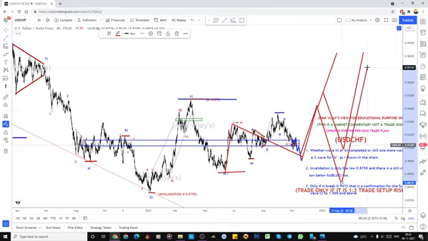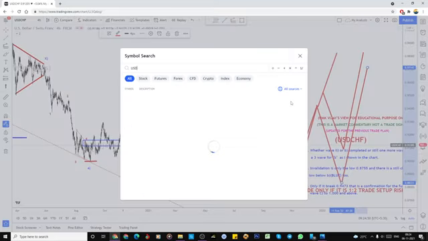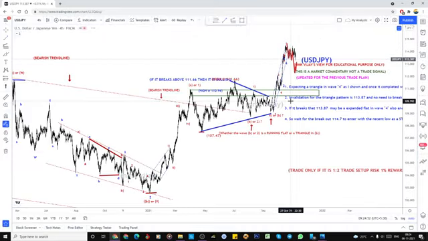Afterwards it can bounce. Anyway, what I'm looking for is only that buy trade setup. That's it. Now it is unfinished, and I'm expecting a bounce. So let's wait for that. Now we can move to USD/JPY. Later on it's AUD.